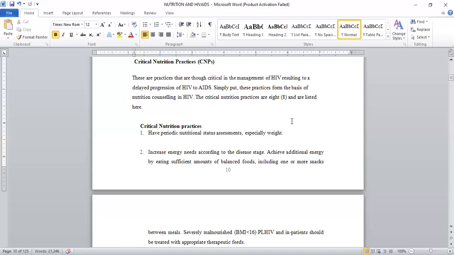They must have a periodic nutrition assessment. Every time they go to the hospital, they need to continue checking on their weight, so that they can tell whether there is progress.